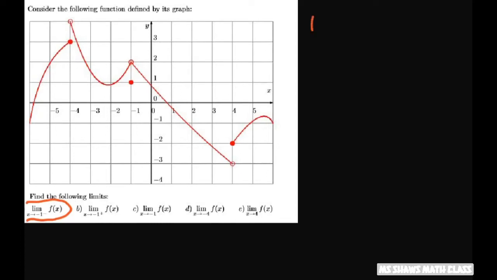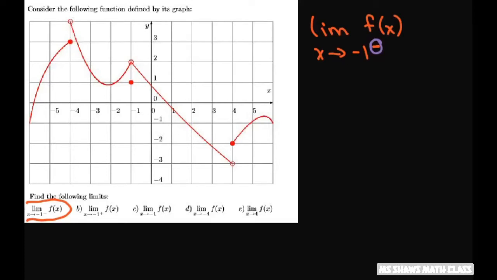So I'll write it here. The limit of f of x as x approaches -1 from the left. So this negative here means from the left. Or you could say the limit as x approaches -1 from the left of f of x. So either way. Just remember the limit is a numerical value that's the output.